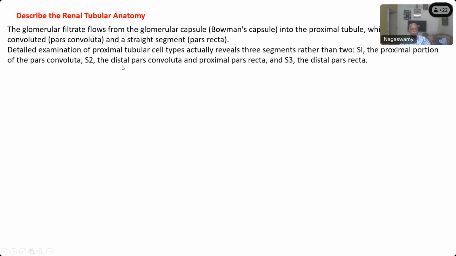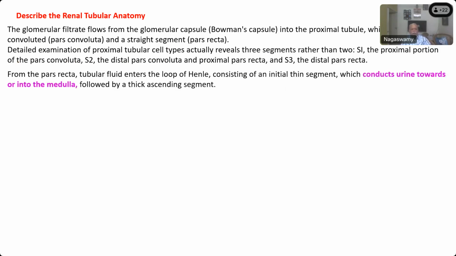The convoluted portion itself is divided into proximal and distal convoluted portions, and then there is a proximal pars recta and distal pars recta. So the bent and the straight portions are divided into proximal and distal, and from this pars recta, tubular fluid enters the loop of Henle, consisting of an initial thin segment which conducts urine towards or into the medulla.